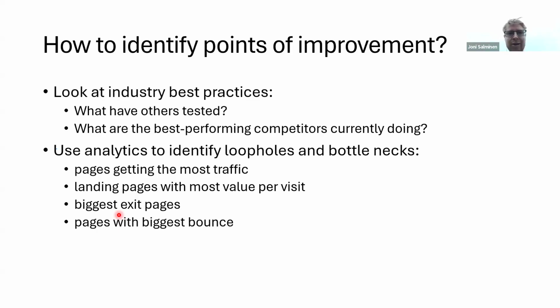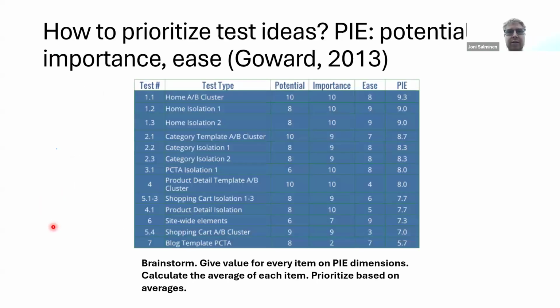And then user analytics. So the pages that get the most traffic are again natural targets for improvement. We can also view landing pages that have the most conversion revenue, and on the opposite side, we can focus on the pages that have the highest exit rate, so people leaving. So maybe we want to improve those. And again, bounce rate is a similar idea.